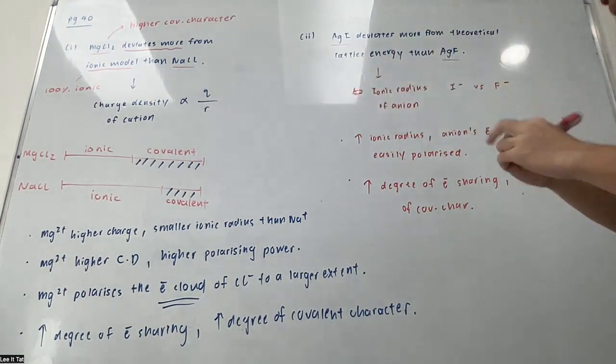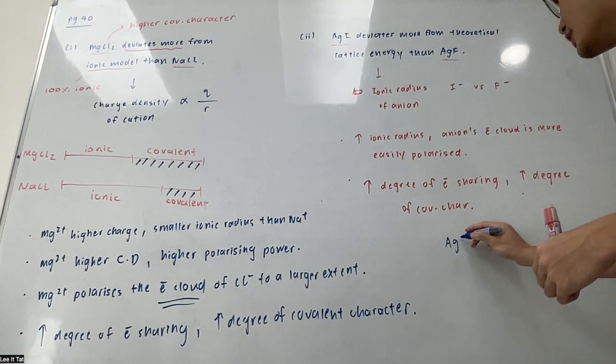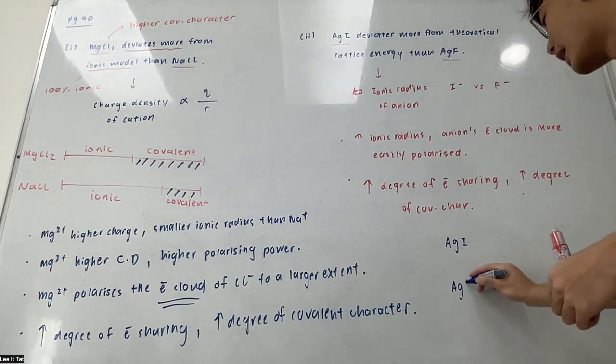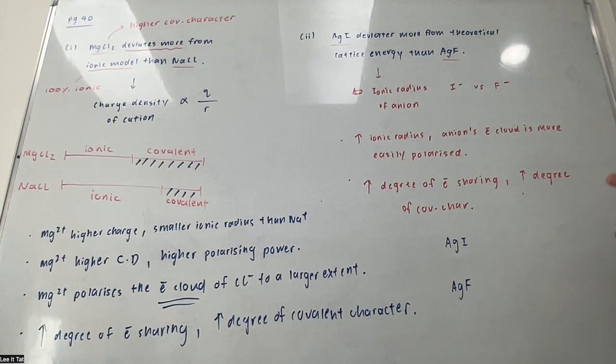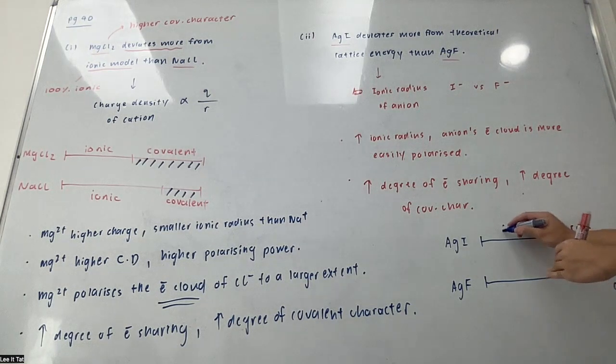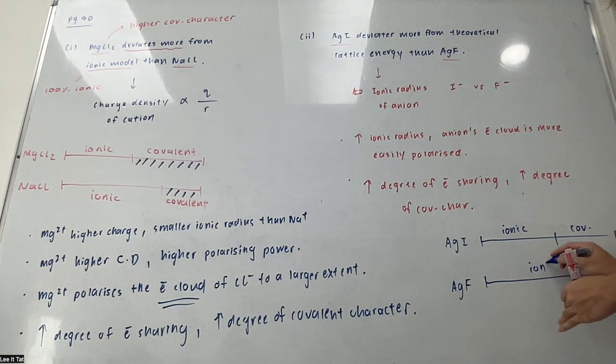If you were to look at that diagram once again, if you were to draw out AgI and AgF, how will it look like? AgI deviates more from the lattice energy, so it is more covalent. In other words, this is the covalent side. AgF has a lot less covalency. If you are more covalent, it once again means you're less ionic. Less covalent means you're more ionic. So it goes both ways, obviously.